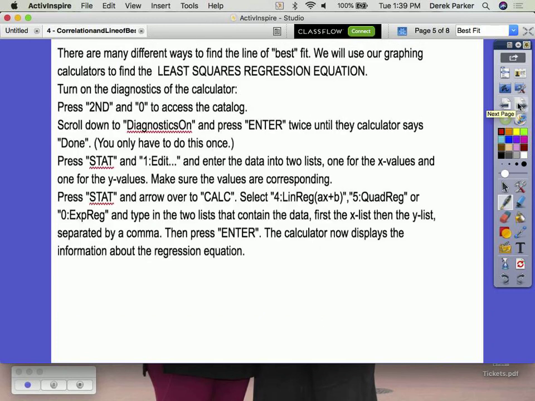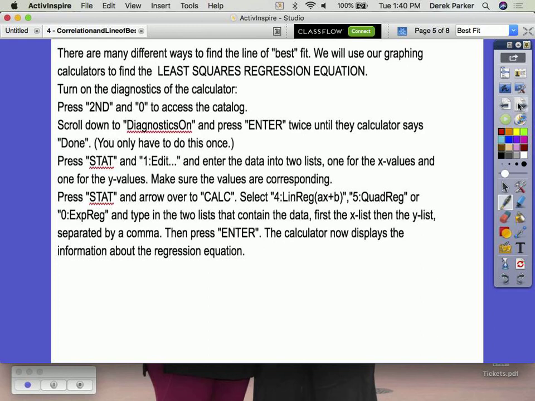Okay, there are many different ways to find the line of best fit. We will use our graphing calculators to find the least squares regression equation. Okay, so first thing you got to do is turn on the diagnostics on the calculator. To do that, you press second and 0 to access the catalog. Once you are there, scroll down to diagnostic on and hit enter twice. You only have to do this one time.